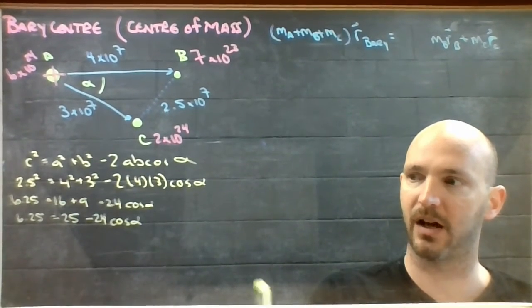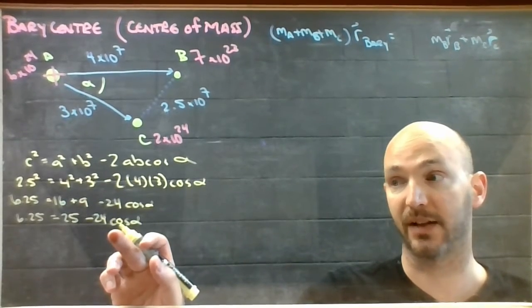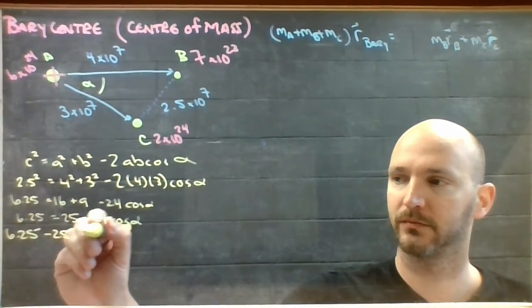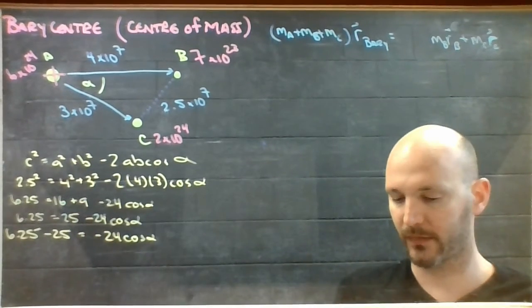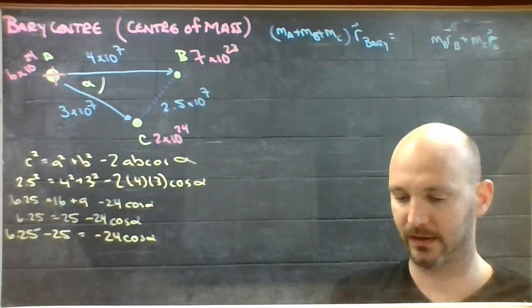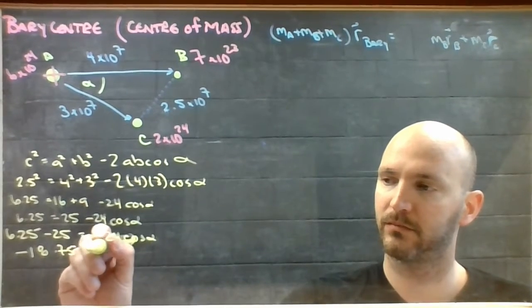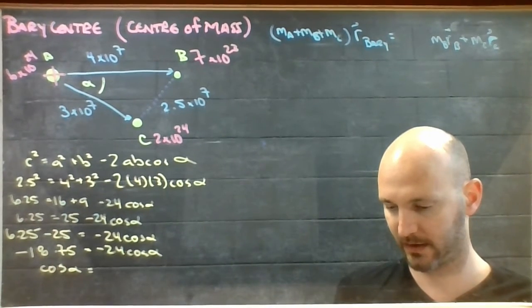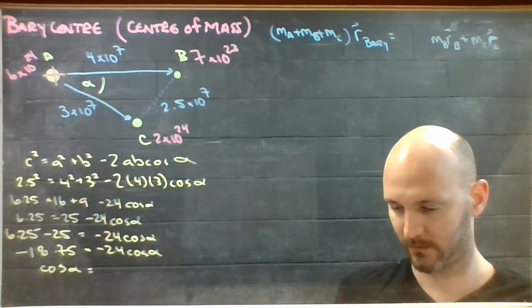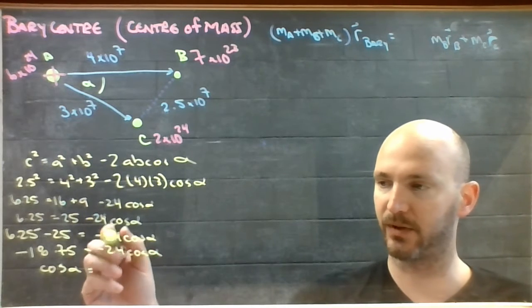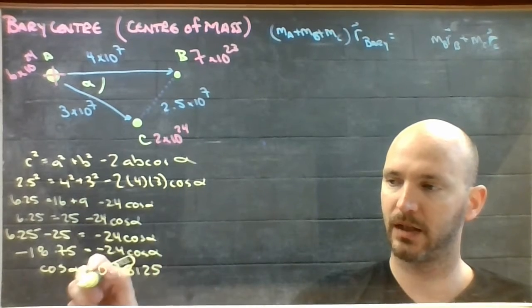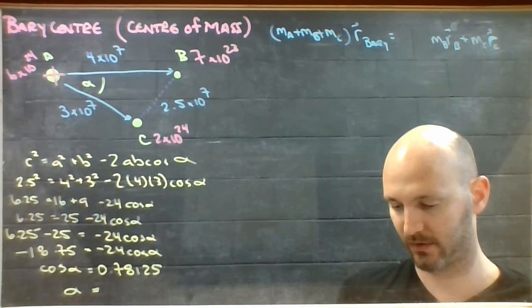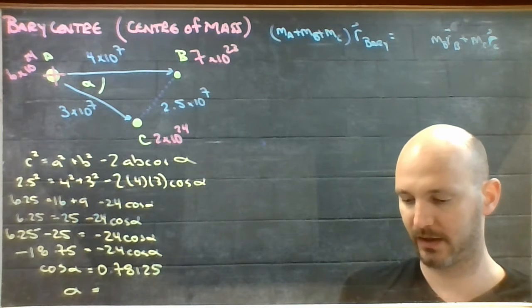And please, for the love of God, do not do 25 minus 24. This thing has a cos alpha attached to it, so you cannot gather those terms together. Instead, I'm going to kick that over. 6.25 minus 25 is negative 18.75. Divide both sides by negative 24. I get cos alpha is 0.78125. And if I arc cos that, I'm going to make sure I'm in degrees because this is physics class. Arc cos of that answer is 38.62 degrees.